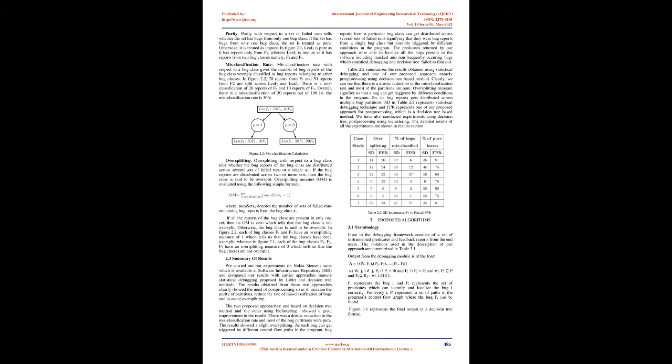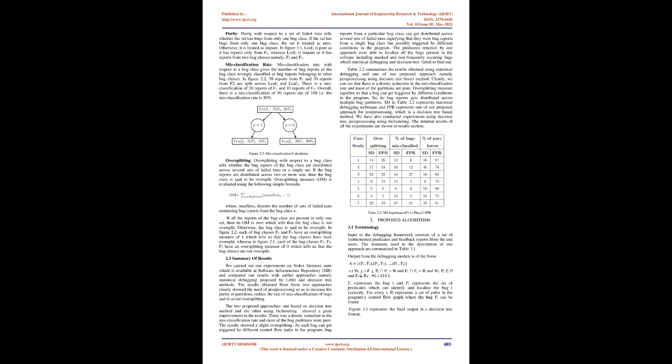Table 2.1 gives a sample set of feedback reports. Here, rows represent feedback reports, columns represent predicates, and the last column represents the exit status of the program. We propose two algorithms, one based on the decision tree method and the other based on clustering. The evaluation of the algorithms is done based on the following measures.